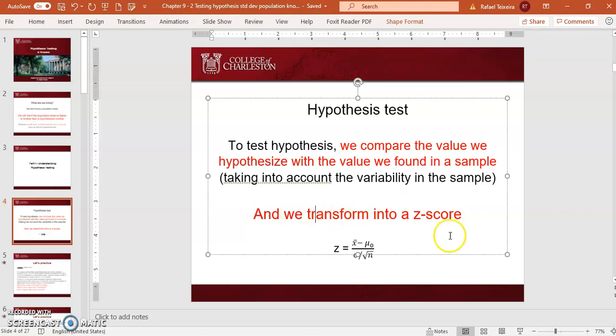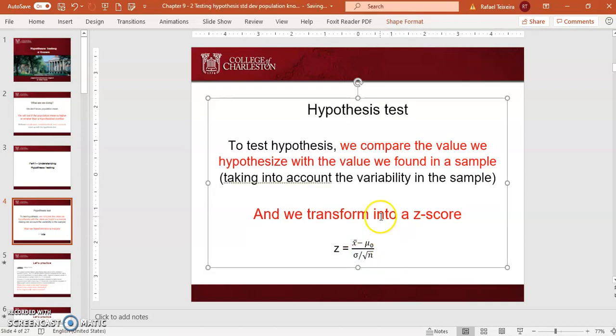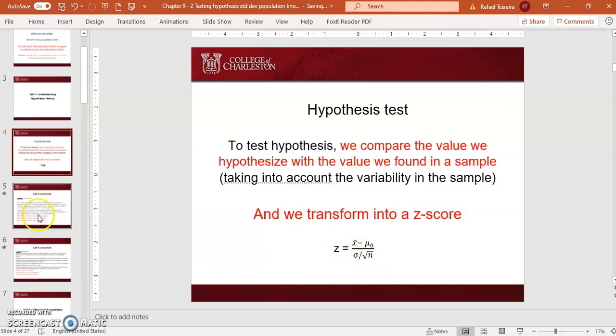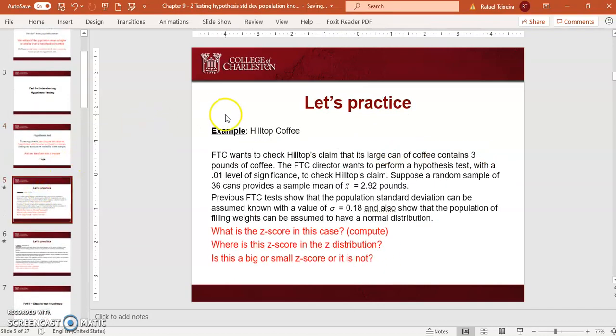Then we get all this data and we transform it into a z-score. That's the concept you learned in chapter 6 or 7, I think. This is how you turn it into a z-score, but you're going to use Excel. You could use this formula and do it by hand, but you have Excel to help you. Let's practice that, and I can give you an idea about what this is.